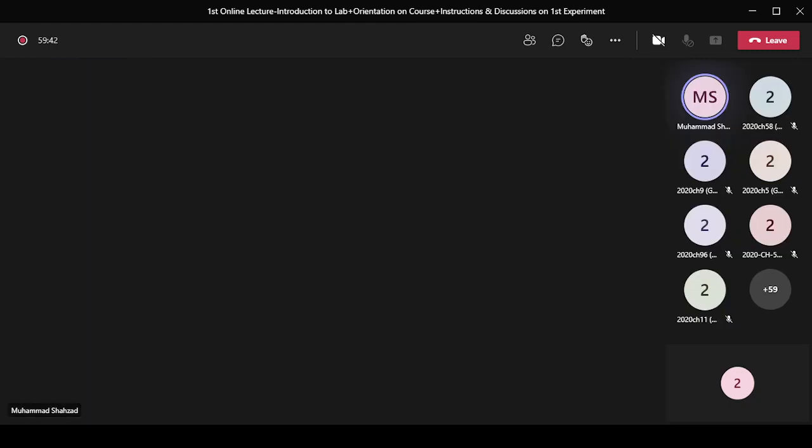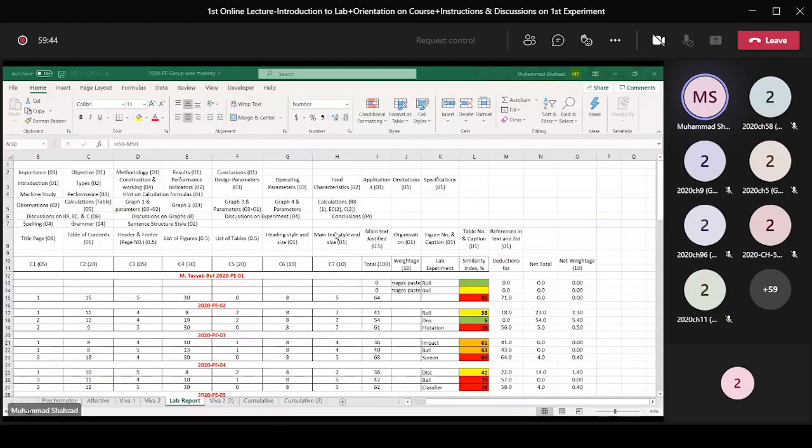Can you see this Excel file? Can you see? Yes, sir. You can see, sir. At the top, see at the top.